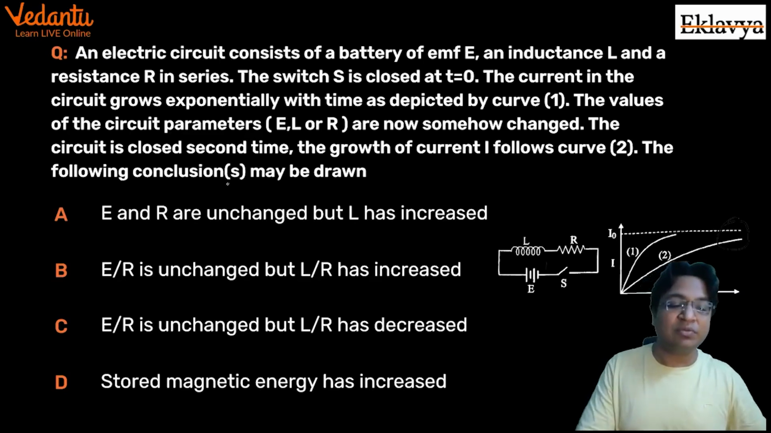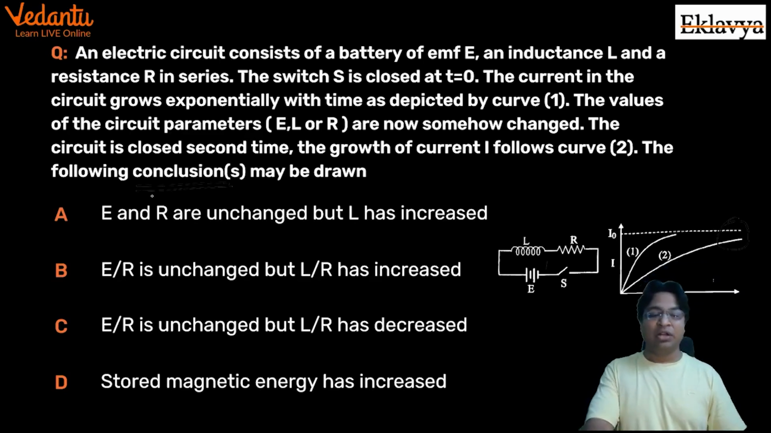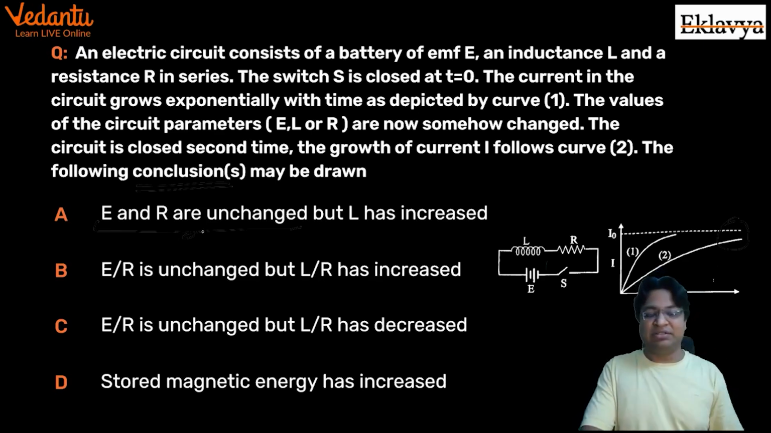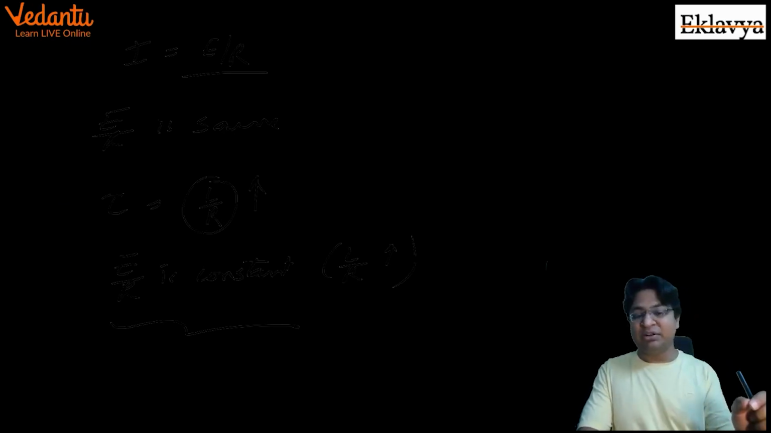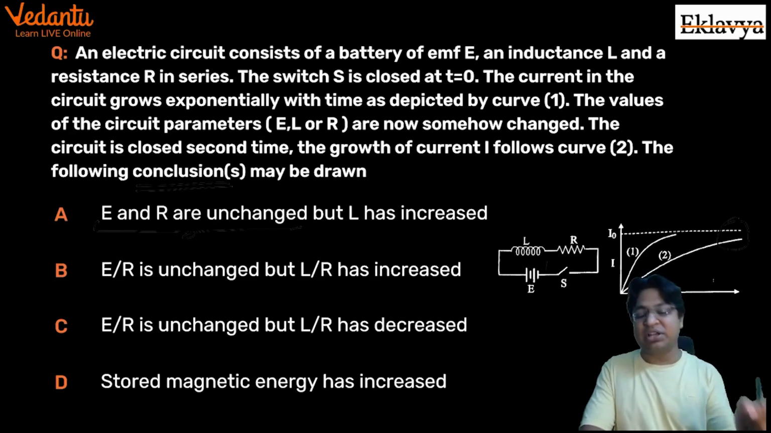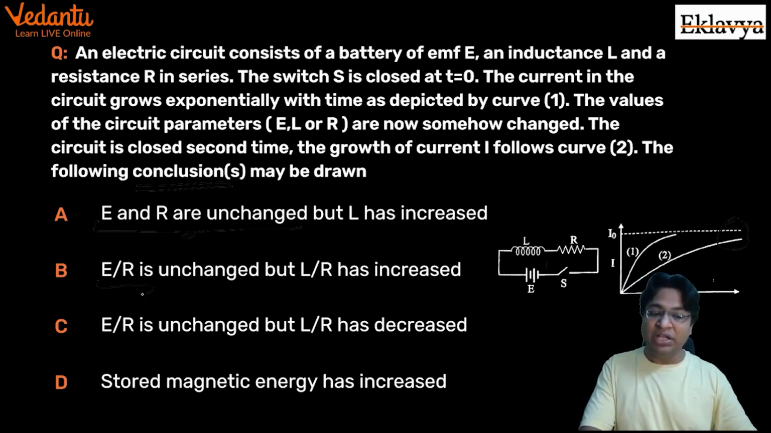The question says, what are the conclusions that we can draw? We can't conclude that E and R are unchanged and L has increased. It is one of the possibilities that E did not change, R did not change, and L increased. But we can't make that conclusion. The conclusion we can draw is that the E by R ratio is unchanged, but the L by R ratio has increased. So this is the conclusion that we can draw.